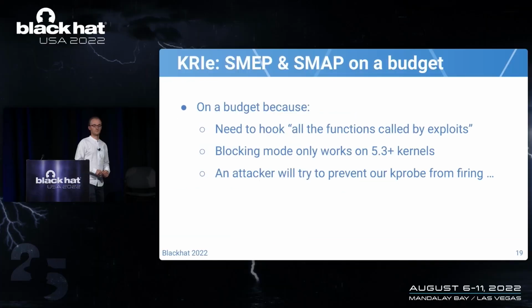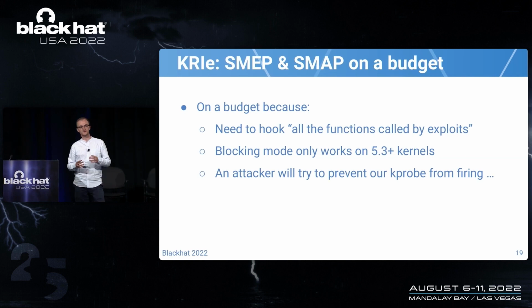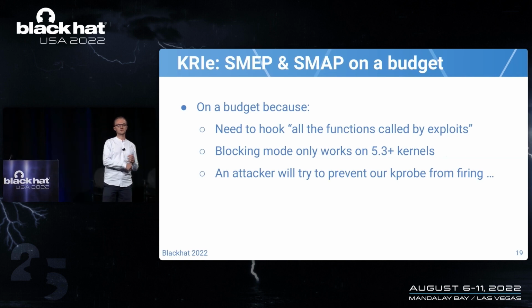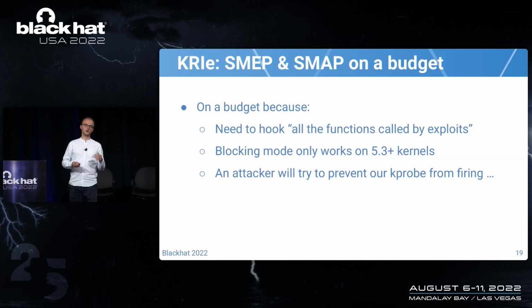All right. So it sounds great, it does work, but it's simply like SMEP and SMAP on a budget. The reason for this is that you need to hook all the functions called by kernel exploits for this to work. The other problem is blocking mode only works on 5.3 kernels and above. If you want to actually block these kinds of things, you need to kill the thread, and in order to kill the thread, you need a helper that was introduced in 5.3 kernels. Another problem is that if an attacker knew that you were using kprobes to detect this, all they would try to do is prevent the kprobe from firing in the first place.